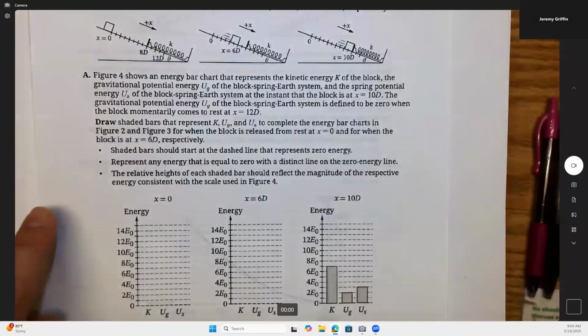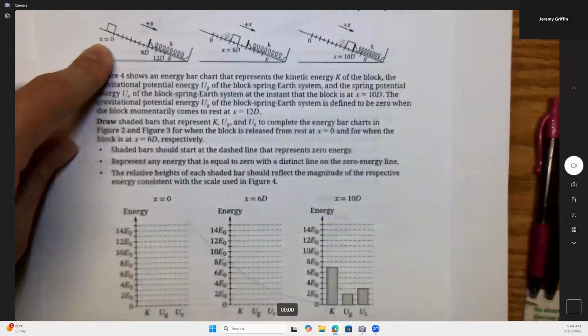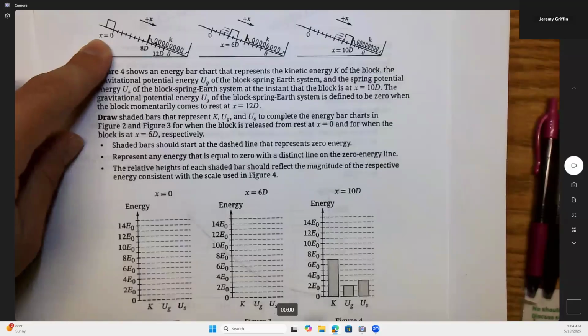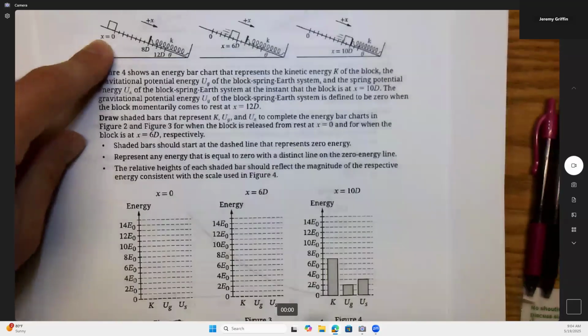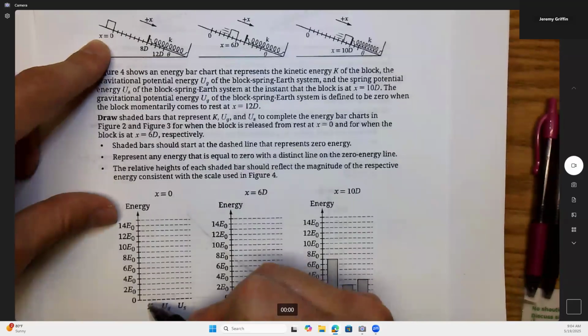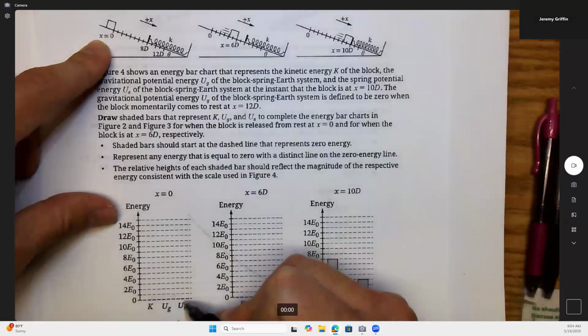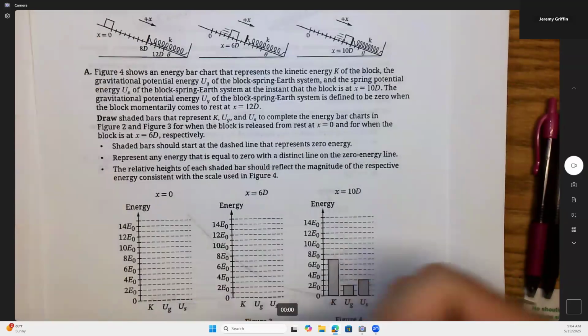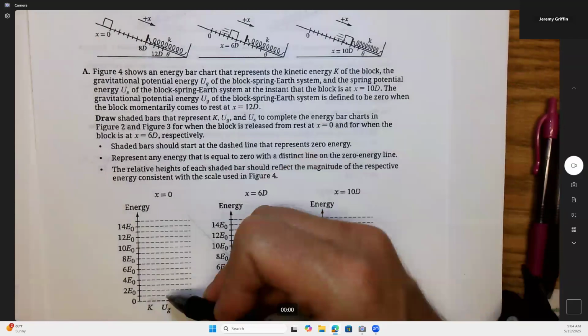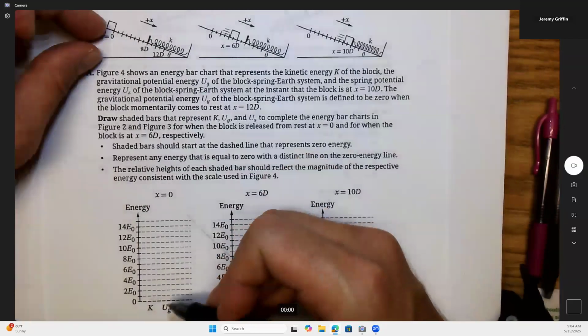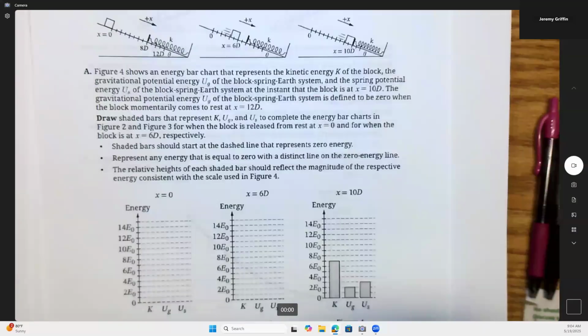And then go back to the very beginning. This first one. Is the block even in motion? No. So kinetic energy would be 0, and spring energy would be 0. And gravitational potential energy would be 12, and for 2 reasons. One is that all the bars have to add up to 12, so 12 plus 0 would be 12. But also, it's at 12 units up.